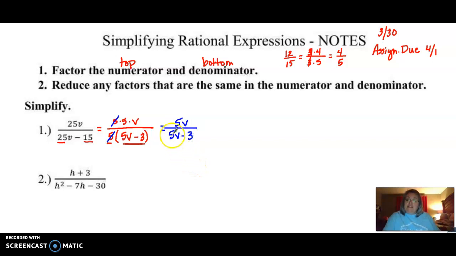Now don't forget, because everybody falls into it, they want to just reduce those 5v's. But remember, even though this is 5 times v, this subtraction right here makes that one quantity. It's a group. You can only reduce that 5v minus 3 if there's another 5v minus 3. That whole thing, it's a group, okay? So that's what our simplified version would look like for number 1.